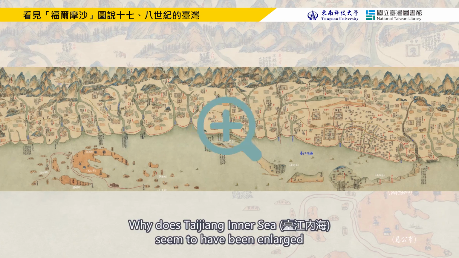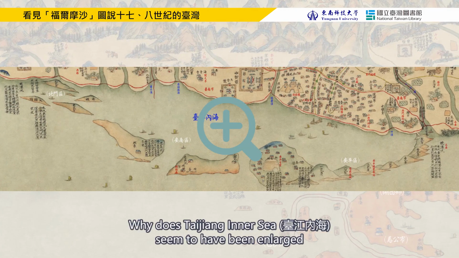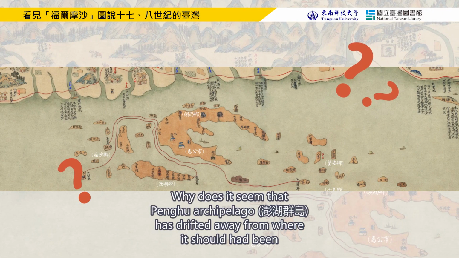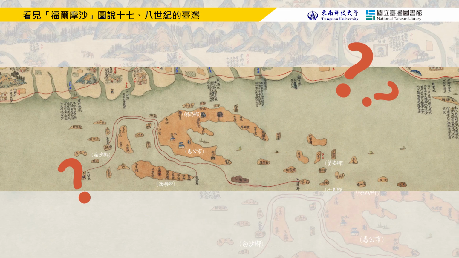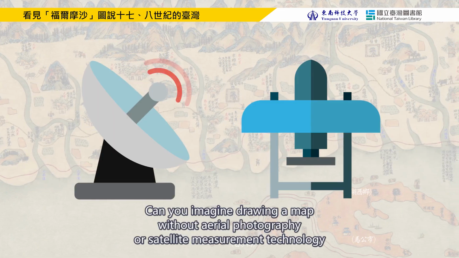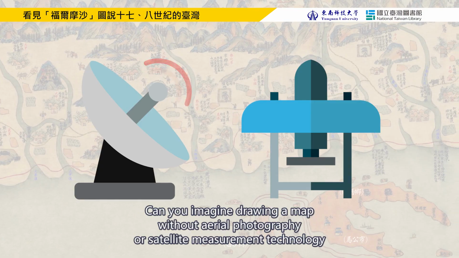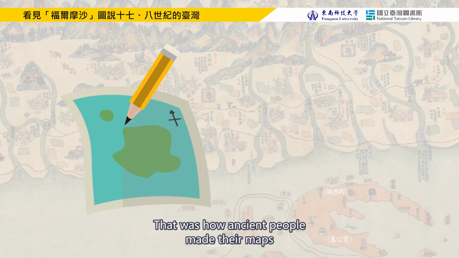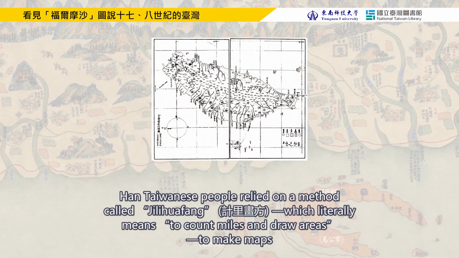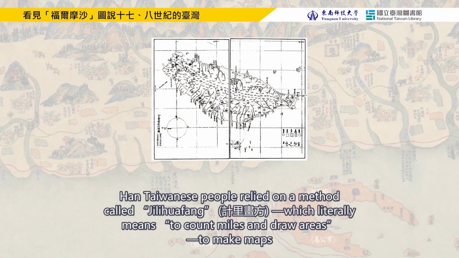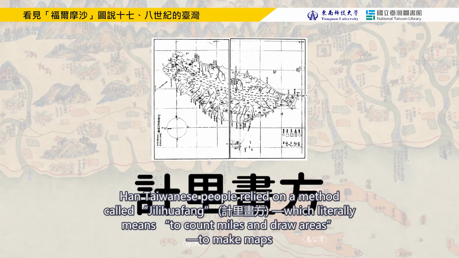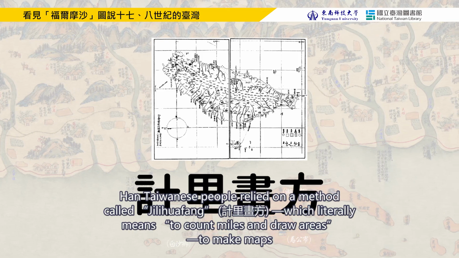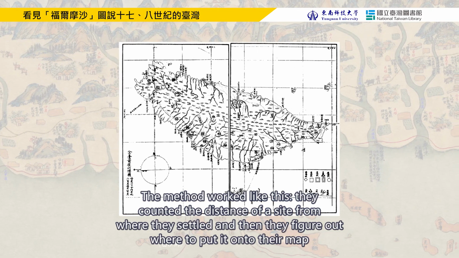Why does the Taijiang Inner Sea seem to have been enlarged? Why does it seem that Penghu Archipelago has drifted away from where it should have been? Can you imagine drawing a map without aerial photography or satellite measurement technology? That was how ancient people made their maps. Han Taiwanese people relied on a method called Jili Huafang, which literally means to count miles and draw areas to make maps. The method worked like this.